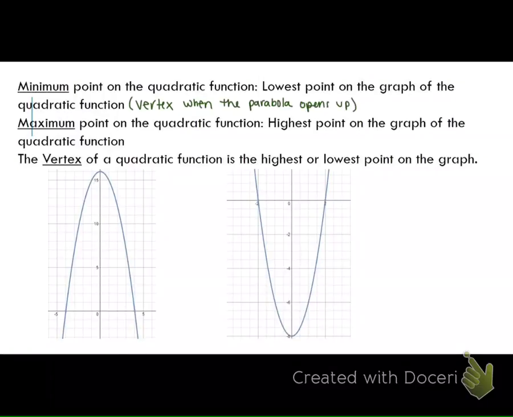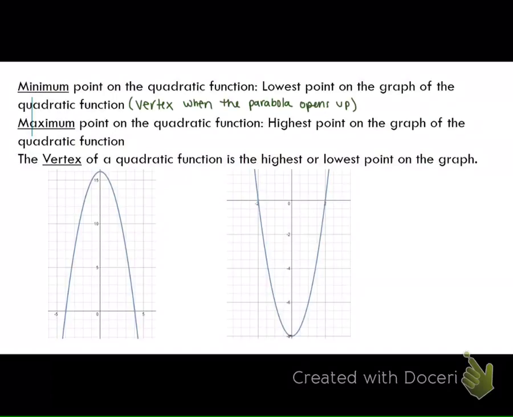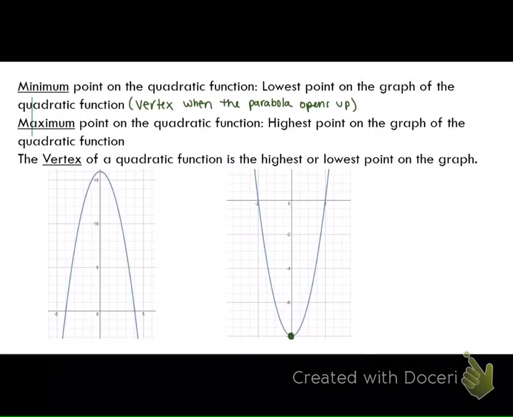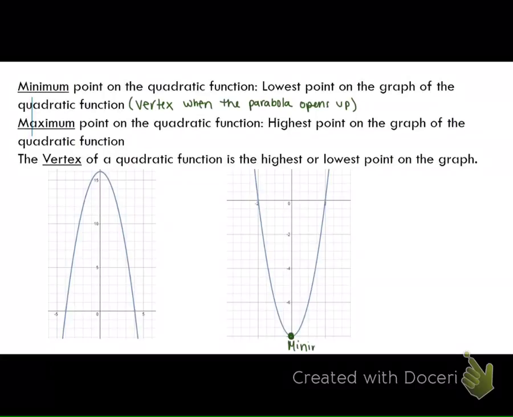So you find the vertex when the parabola is opening up. If you look at this second one here, do you see how your parabola is opening upwards? This is a minimum because it is the lowest point at our vertex there. And that looks like it's at (0, -8). So we have a minimum point at our vertex of (0, -8). Thank you, Jeff.